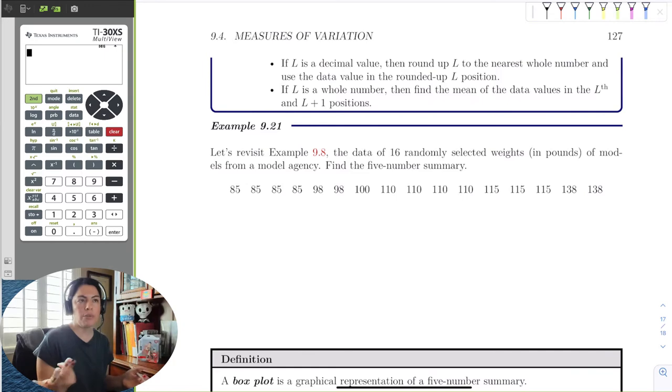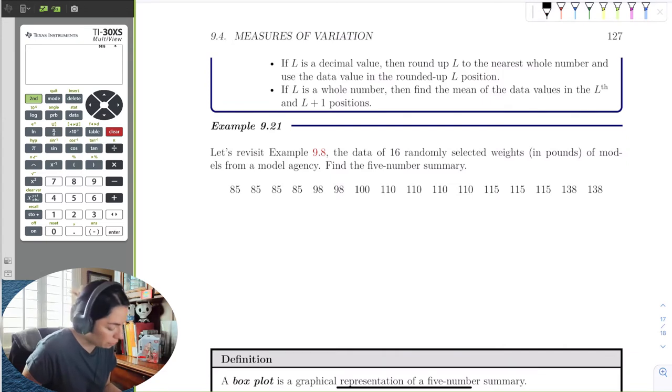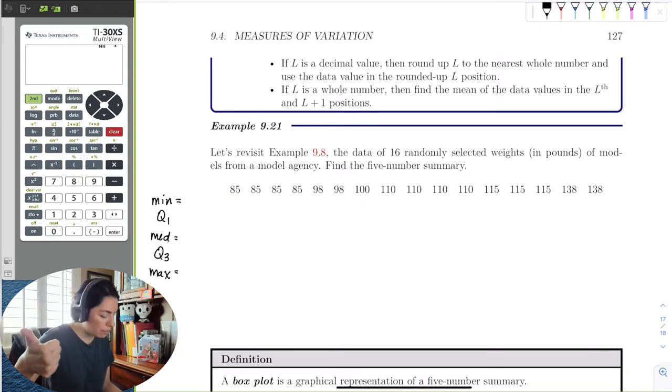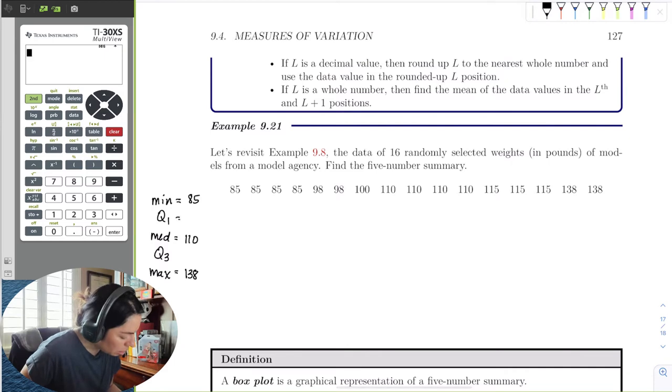So we know with 16, we're always going to have two middle values, right? So if we try to find the five number summary for the 16 models' weights, we can go ahead and do that. We do know some information already. We have a min, Q1, the median, Q3, and the max. I already know three of these. I already know that the minimum is 85. The maximum is 138, and the middle we found in several different ways to be 110. So all that's really left for us is to find Q1 and Q3.